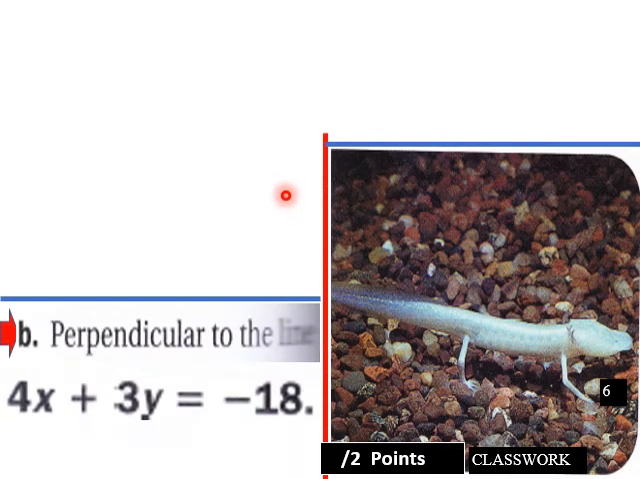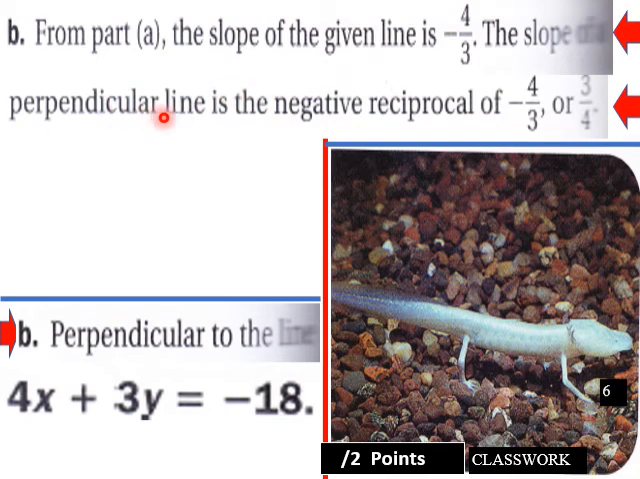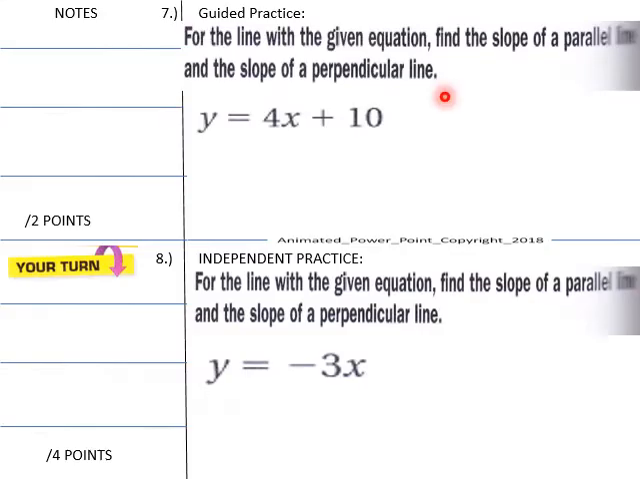So how do we do that? Well, let's try first a line perpendicular to the line. Let's find the slope of a line perpendicular to 4x plus 3y equals negative 18. How do we do that? From part A, we know the slope of the given line is negative 4/3. So the slope of a perpendicular line is the negative reciprocal of negative 4 over 3. What is the negative reciprocal? We reciprocate it and we negate it, and we have 3/4. So the negative reciprocal of negative 4 over 3 is 3/4.